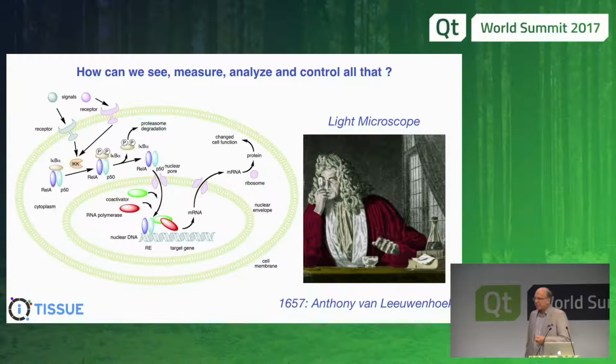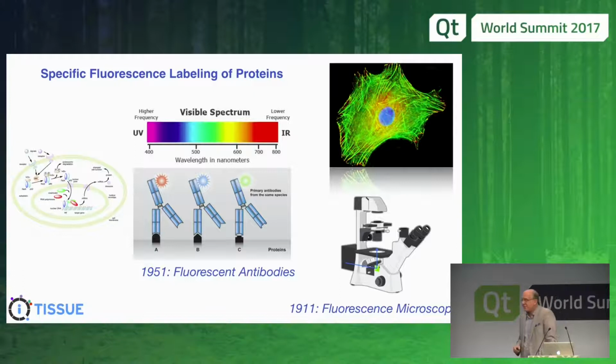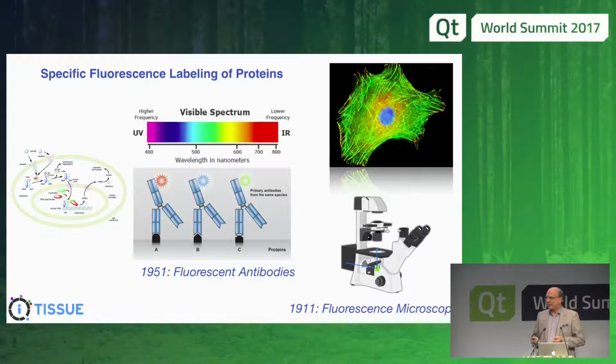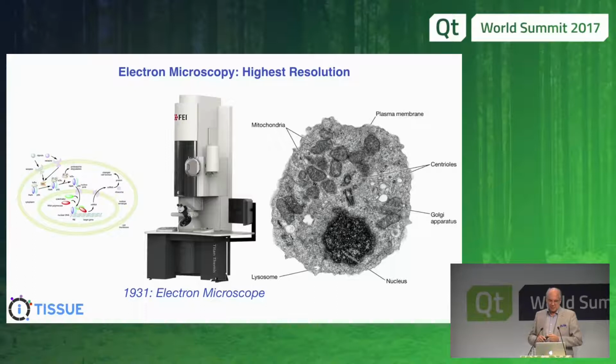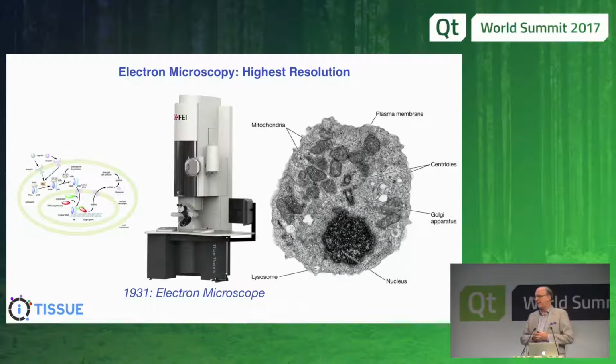So how can we see and measure and analyze and control all of that? This is difficult because it's obviously too small to even see. In 1657, Anthony van Leeuwenhoek invented a light microscope so we could even see cells and start the field of light microscopy and biology associated with that. In 1951, fluorescent antibodies were developed that allow you to actually label those individual molecules, the individual proteins that are in the cell, and be able to take a microscopy image where the individual molecules light up like a fluorescent tag. And the electron microscopy technology that was developed in the 30s already was able to give much higher resolution and give us these precise snapshots of individual components, cellular constituents of the cell, and later on actual molecules.